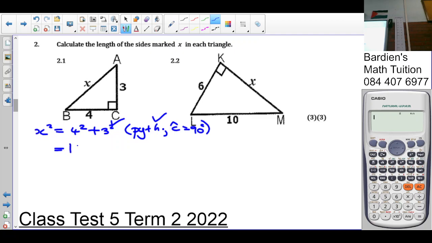4 squared, 16 plus 9, which is 25. So how do we get X on its own? Square root. So X is equal to 5. Do you guys understand?